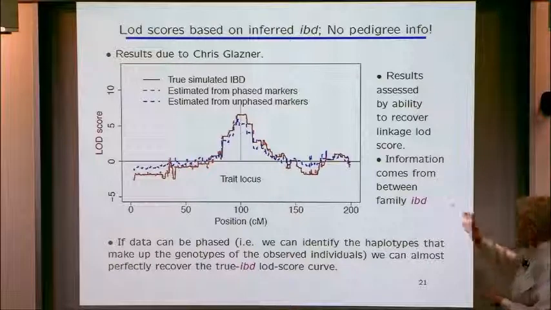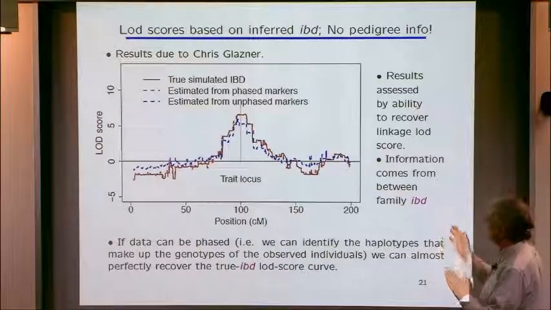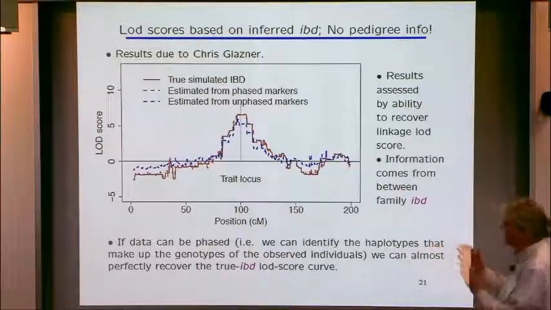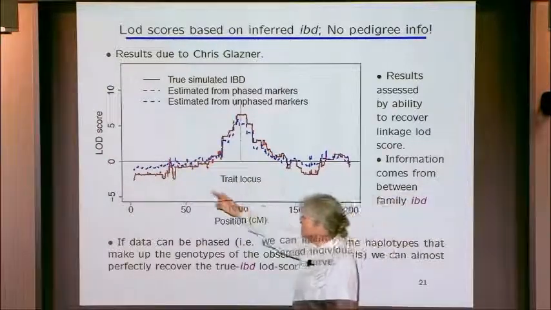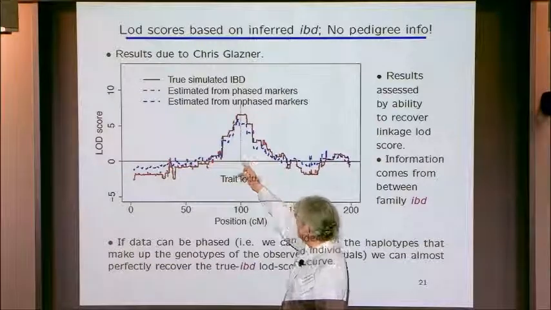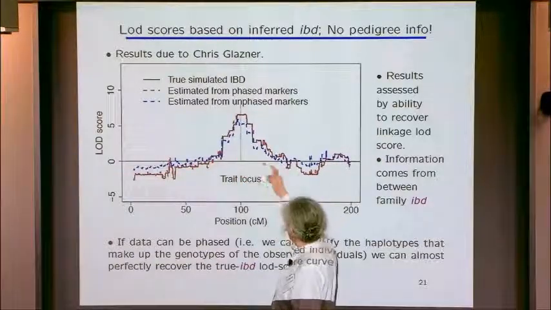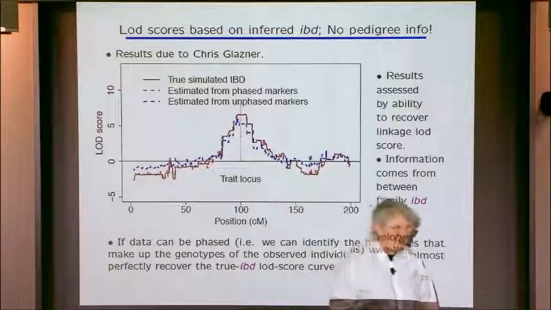Some people have said, well, it's all coming from these close relatives down the bottom, so you can obviously infer the IBD very well between the close relatives. In fact, that's not true. If you look at the LOD score just given the little pedigrees down the bottom, you get a tiny, tiny hump there. You don't get anything like the LOD score you're seeing there.